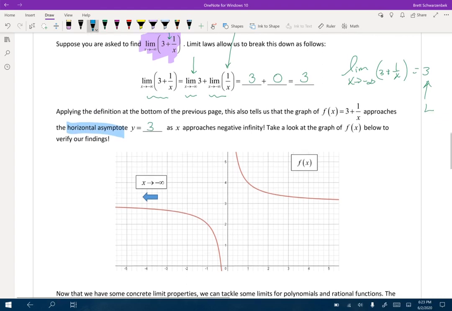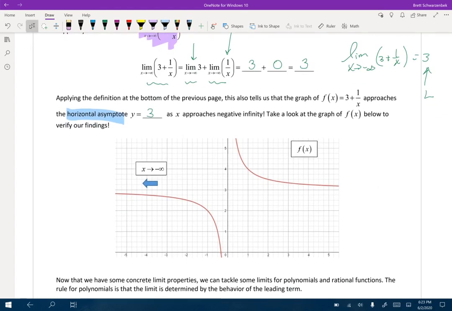So why don't we just look at the graph? The graph of this function is down here, right? And let's look at what it looks like. According to this, our horizontal asymptote is y equals 3. So look at this. Hey, we have a horizontal asymptote of y equals 3. So it actually works really well.